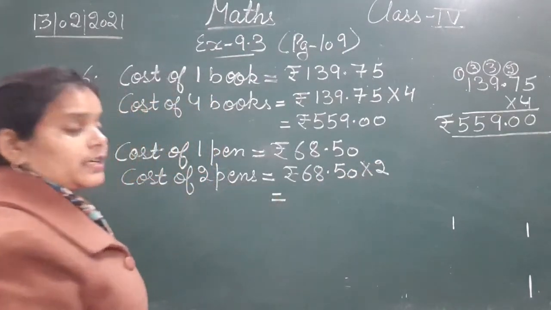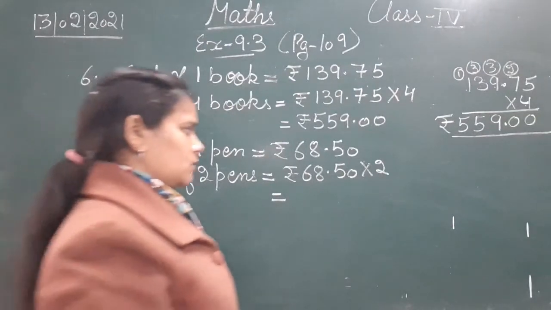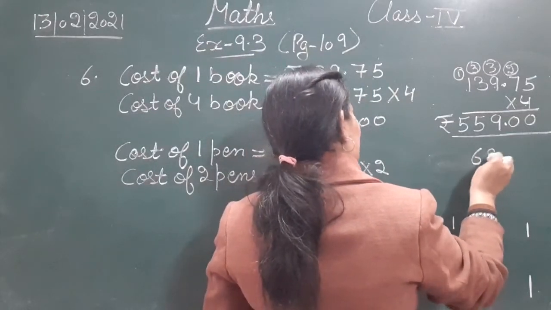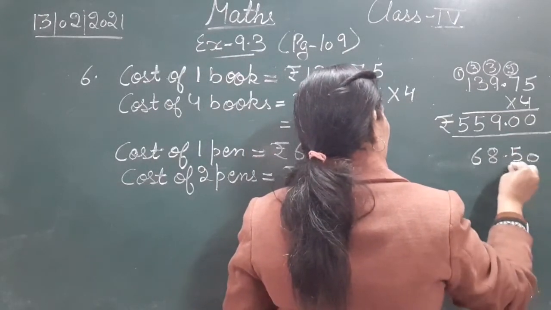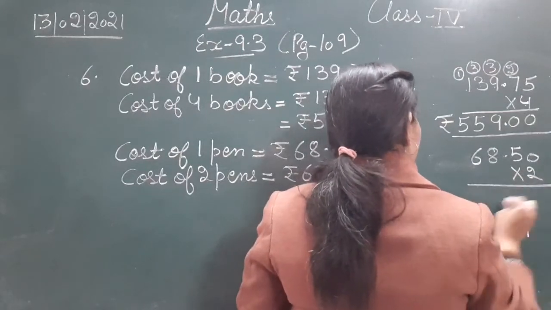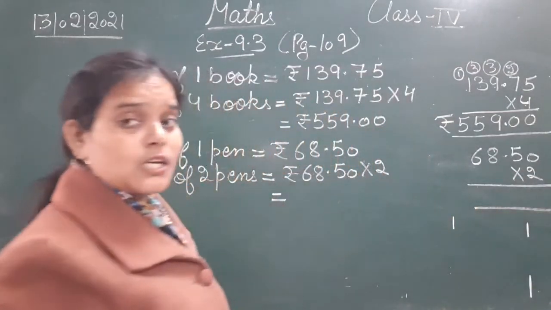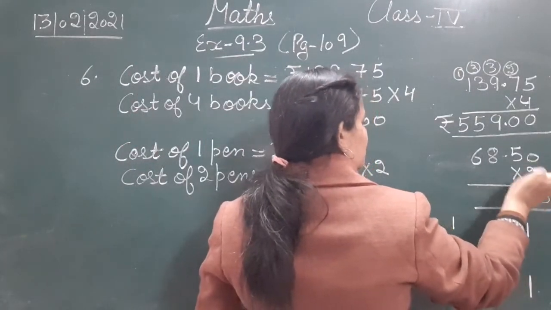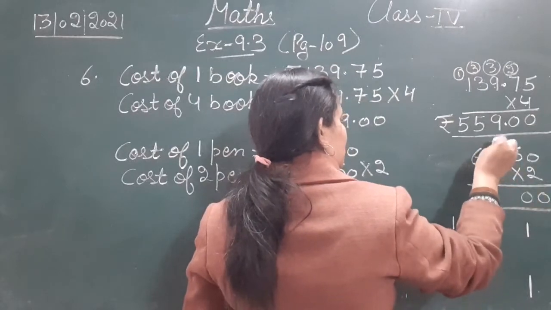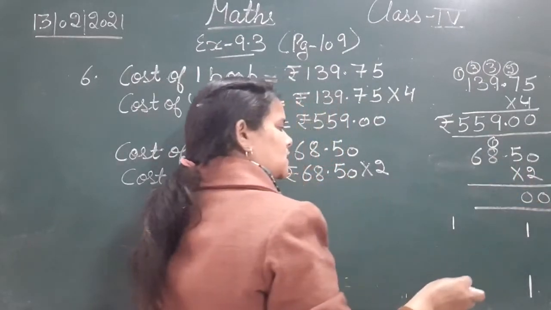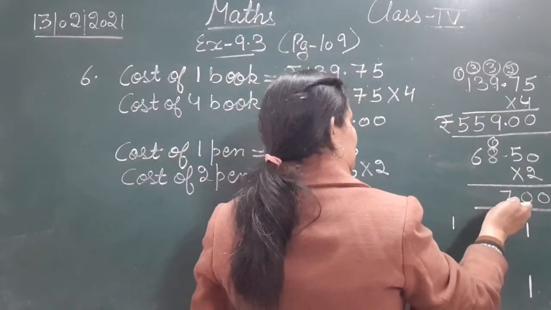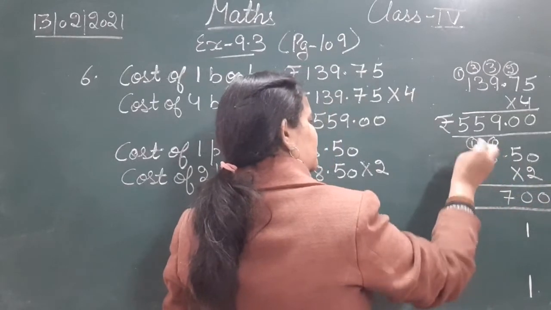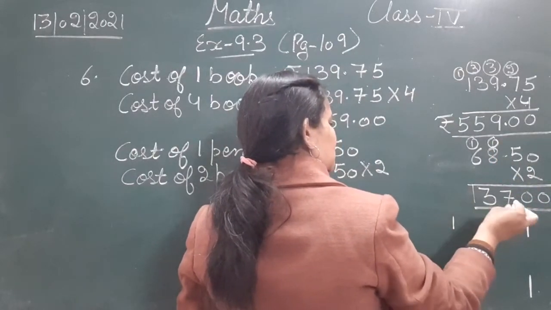Okay, so let's find out the cost of 2 pens. Let's multiply 68 rupees 50 paise with 2. 2 zeros are 0, 2 5s are 10, 0 and 1 carried. 2 8s are 16 plus 1 that is 17, 7 and 1 carried. 2 6s are 12 plus 1 that is 13.